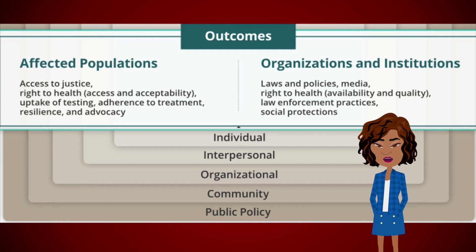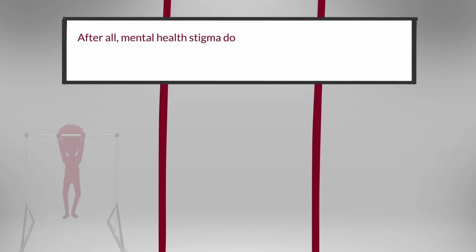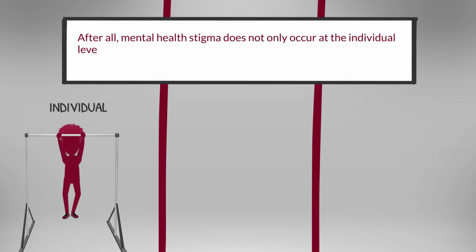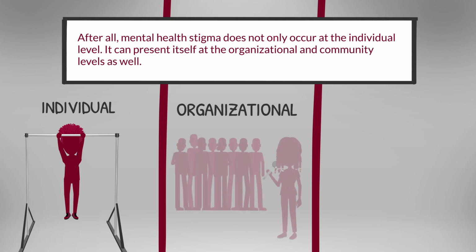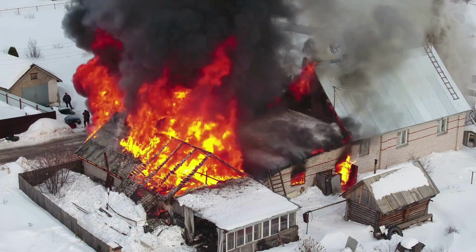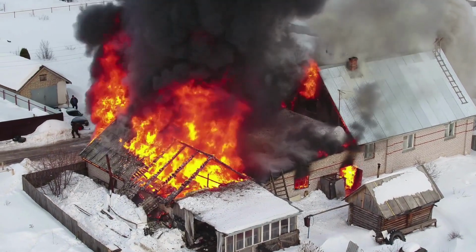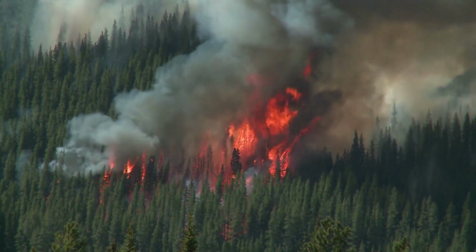The framework also recognizes that stigma is ingrained in everything and can occur at various socio-ecological levels. After all, mental health stigma does not only occur at the individual level. It can present itself at the organizational and community levels as well. Similarly, fires don't only occur at an individual's house. There can be fires at offices, stores, and even forest fires.